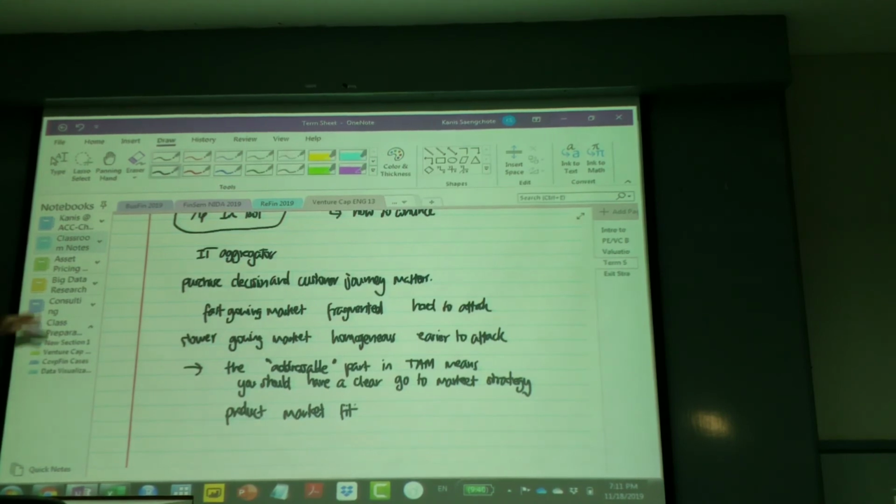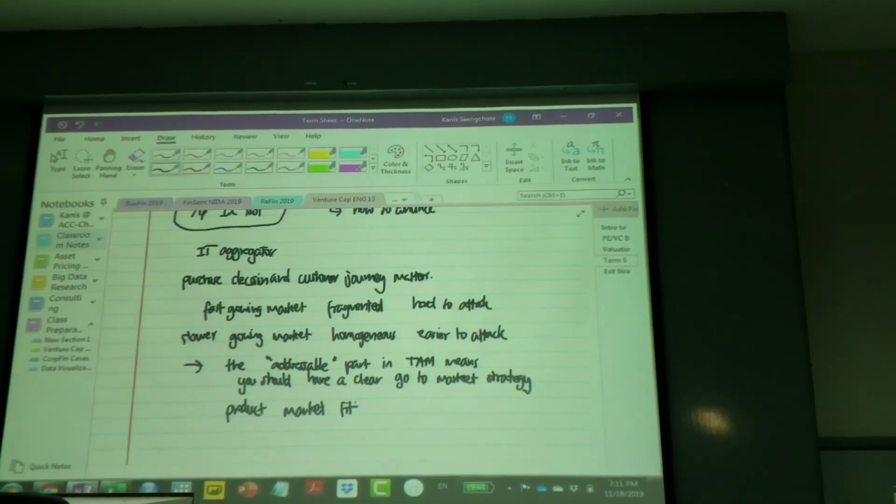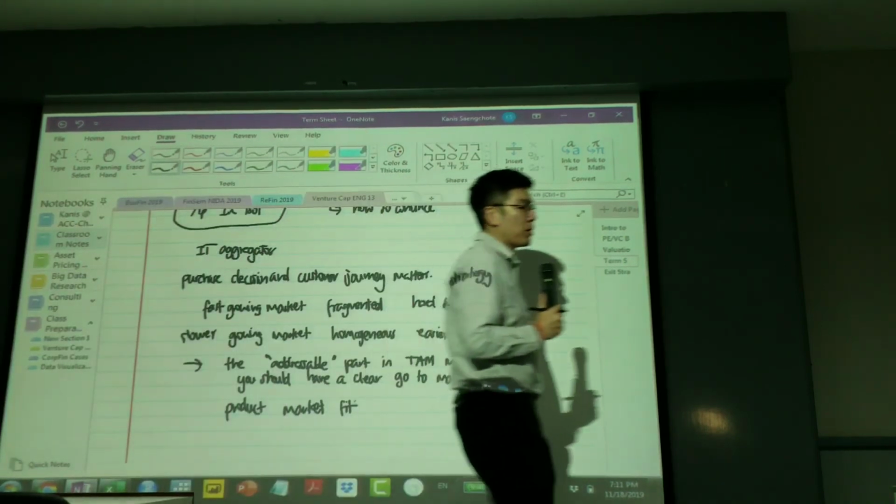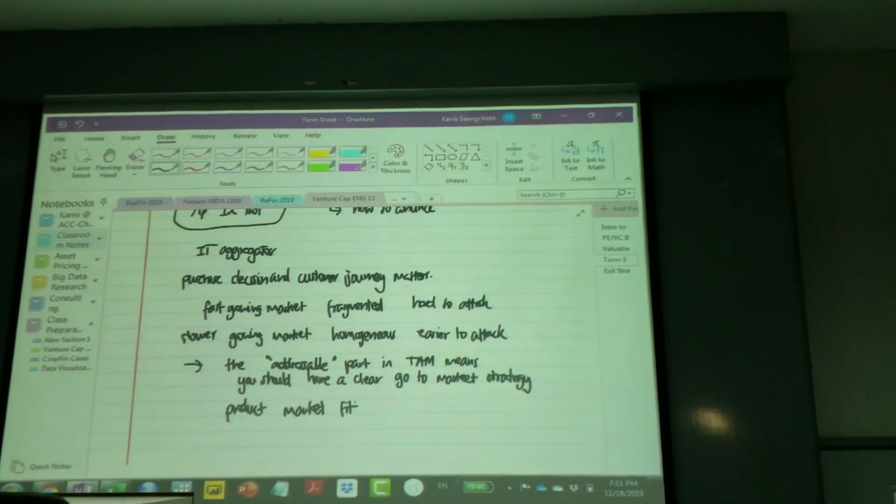So that was a simplified way of thinking about addressable market, but in reality, the addressable part means these are the ones who could really potentially pay you. You have a way to reach them. If you don't have a way to reach them, then that number will just be an overestimate of what it could potentially be. Okay.